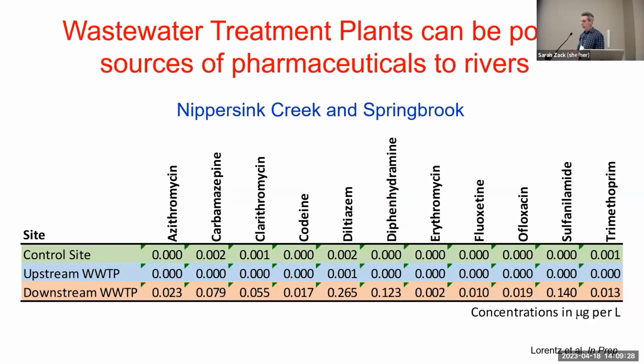So this is some data we collected from some streams around Chicago. There's a lot of numbers up here, but the point is that this treatment plant that we studied in the suburbs was a significant point source of a number of different pharmaceuticals to the river as well.